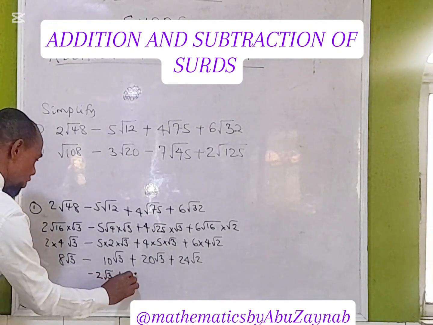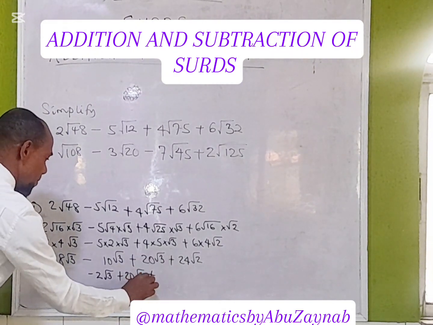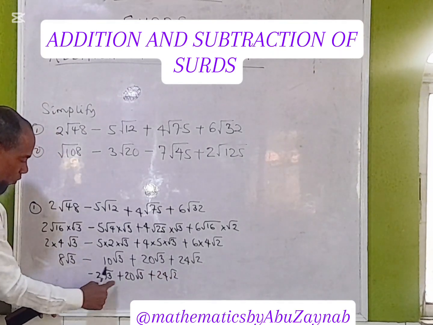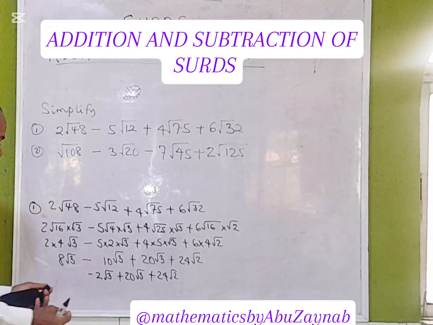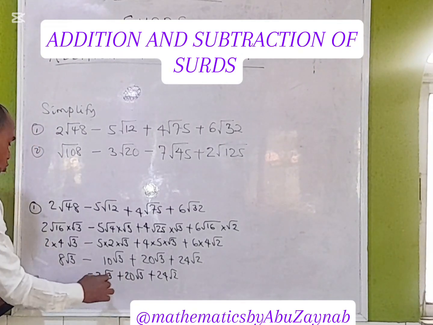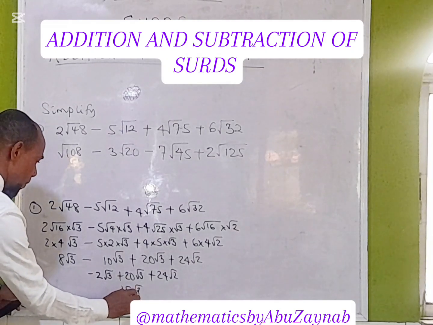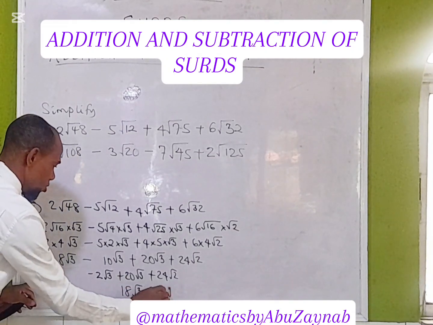Then plus the 20 root 3 that is left behind, and plus 24 root 2. We still have like terms here. Minus 2 root 3 plus 20 root 3. They are like terms because of the root 3. So this is as good as saying 20 minus 2. It is simply 18 root 3, and plus 24 root 2.